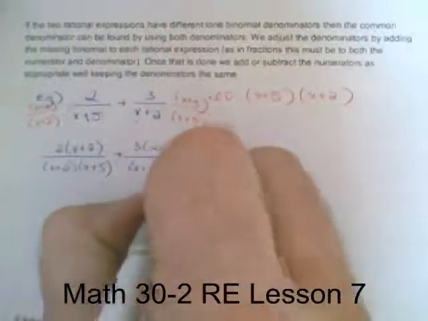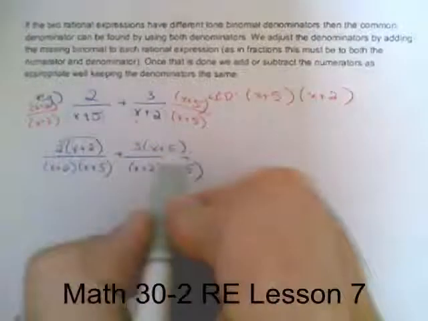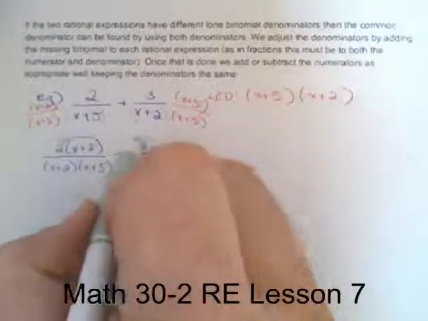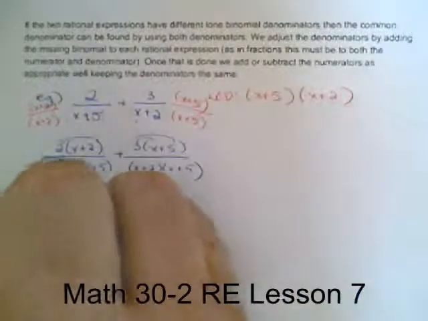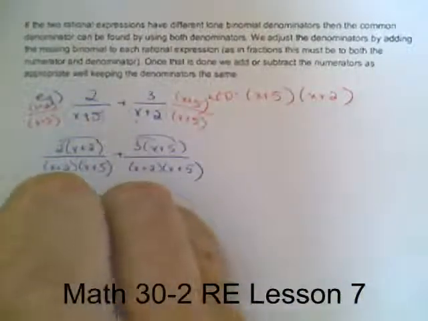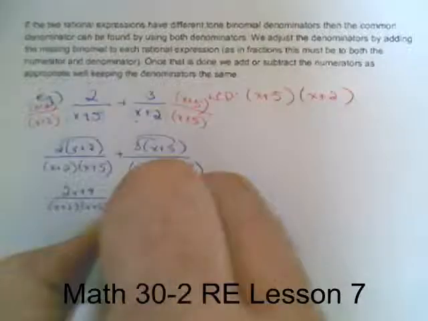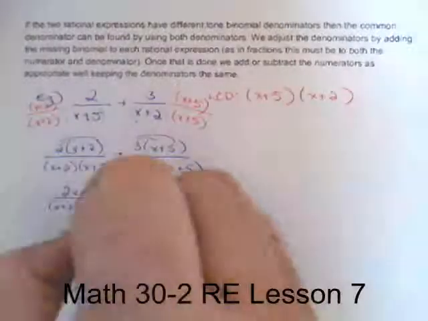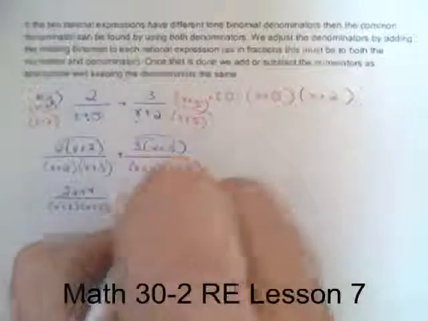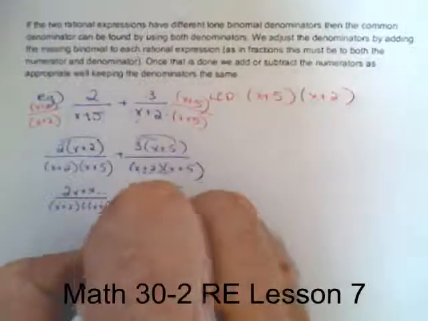over the common denominator of x plus 2, x plus 5. And it doesn't matter what order you write it, it's still the same denominator. Here I'm going to get 3 times x plus 5, and it's all over the common denominator of x plus 2, x plus 5. So cleaning that up, this 2 will multiply in, this 3 will multiply in. So I'm going to get 2x plus 4 over the x plus 2, x plus 5. Plus, here I'm going to get 3x plus 15, and all over the x plus 2, x plus 5.